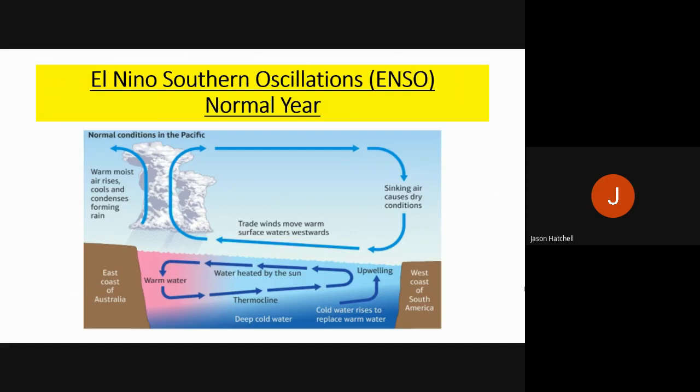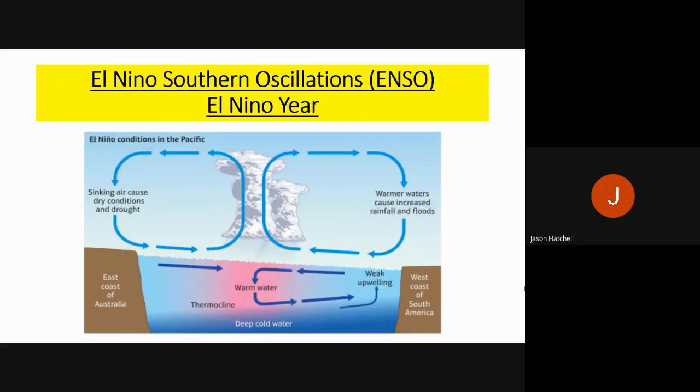Now, normally, the warmer water is by the east coast of Australia. That obviously produces lots of evaporation, and therefore you get rain forming on the east coast of Australia. The air that travels over towards the west coast of South America is dry, because it dries as it has rained, and there are dry conditions therefore in Peru. We also have the trade winds moving towards the west. So the average wind in this area in a normal year is moving towards the west, towards that warmer water. That is all you need to know about a normal year.